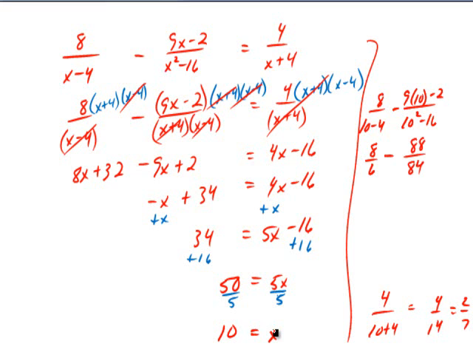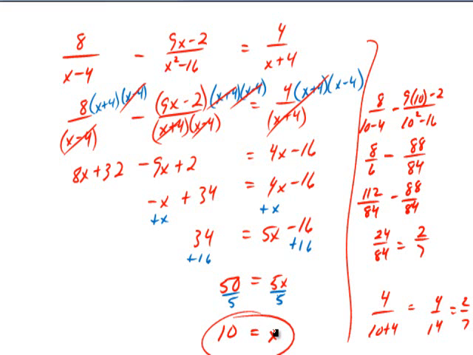If I multiply top and bottom of the first fraction by 14, I'll have 112 over 84 minus 88 over 84. If I subtract, I'll have 24 over 84, which if I divide top and bottom by 12, I have 2/7, so it checks out. The answer is 10.